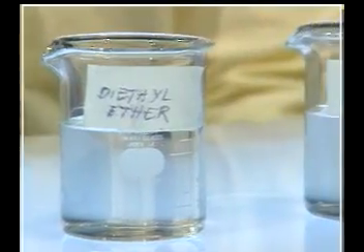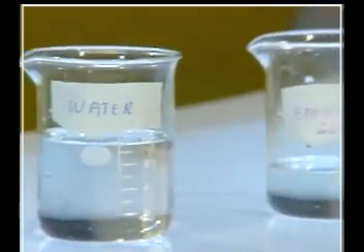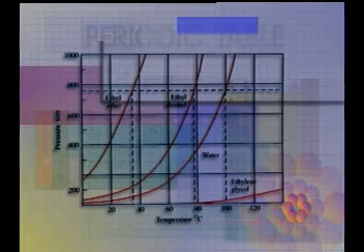Different liquids have different vapor pressures. Take these, for example: diethyl ether, ethyl alcohol, water, and ethylene glycol. This graph shows the vapor pressure of these liquids. Diethyl ether and ethyl alcohol have high vapor pressures. This means that they evaporate easily. We say that these liquids are volatile.